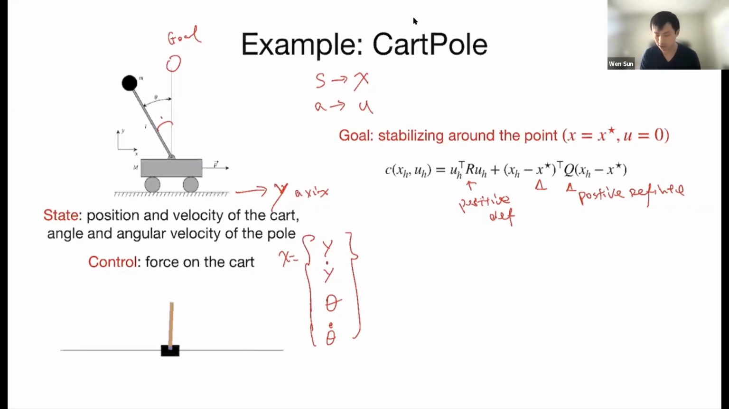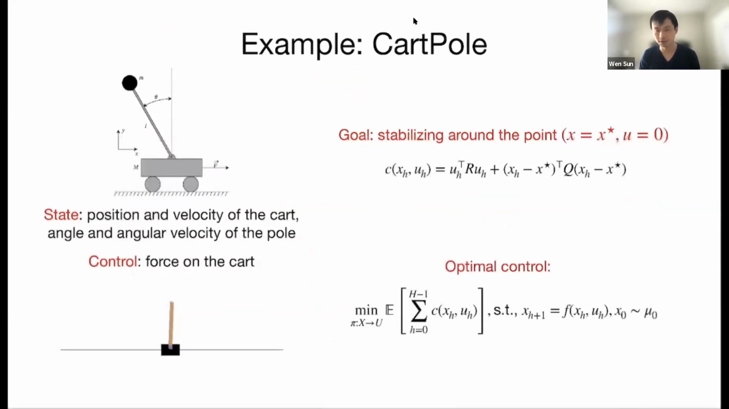So that's the cost function that I designed for this particular environment, right? I'm trying to penalize my deviation from the goal state x star. And simultaneously, I'm also penalizing the action control input, right? So I don't want to apply too big an action.